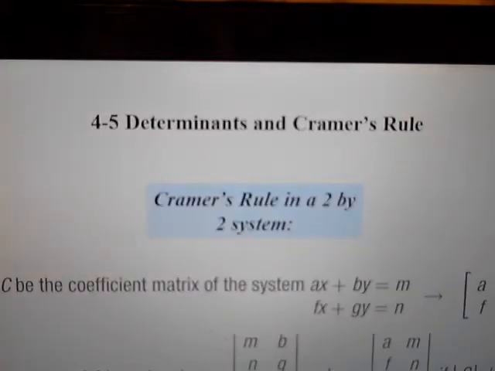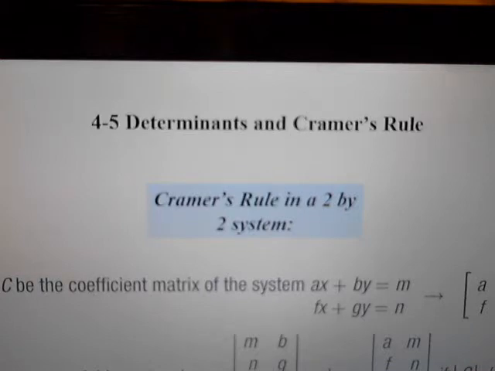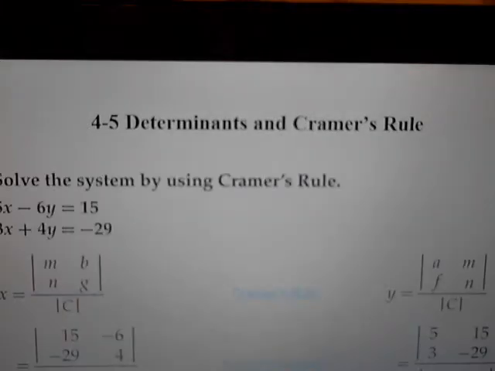Here's Cramer's rule for a 2 by 2 system. If C is a coefficient matrix for a system of equations, then you've got this 2 by 2 matrix of coefficients, and then you have the solution to your system, which looks like this. So maybe that'll be a little more fun language here in a second. So let's solve this using Cramer's rule.